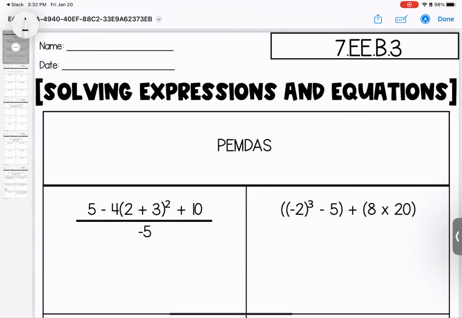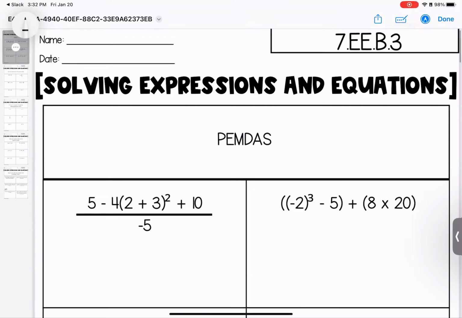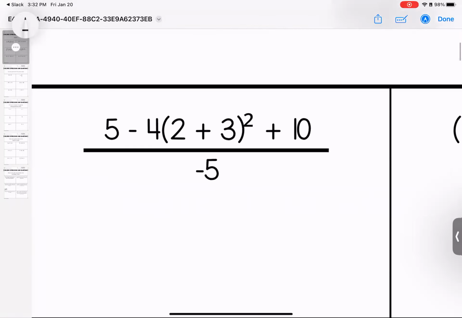Hey kiddos, welcome to this week's homework review where we are solving expressions and equations. And I thought it'd be fun to bring in a little bit of PEMDAS. Yes, who doesn't love some PEMDAS?